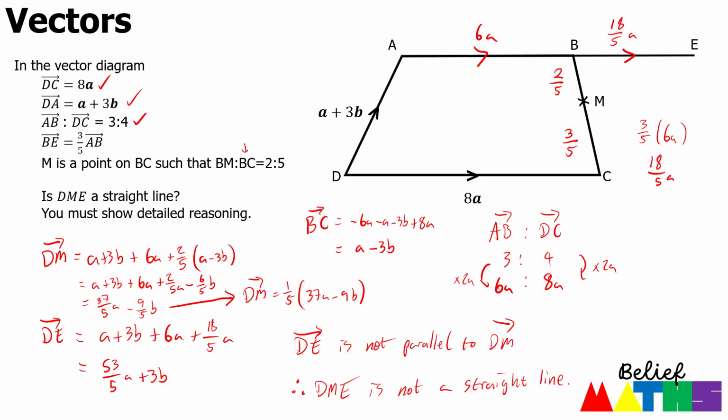Okay, so that tells us straight away, and it's even easier to spot, we can see that our A's are positive and our B's are negative. So they can't be a straight line. So therefore, we can say that that's not a straight line.